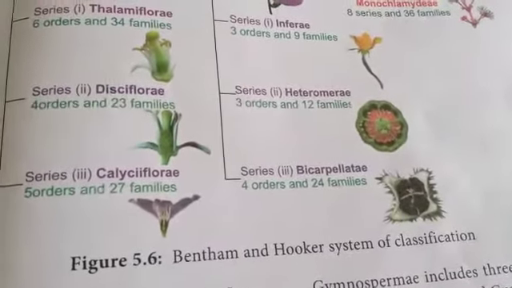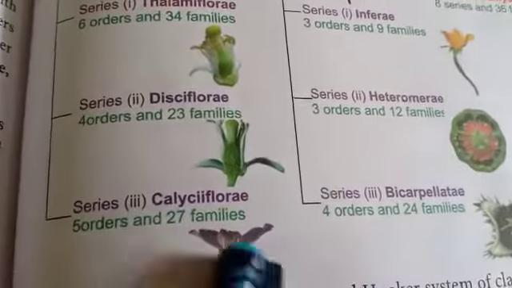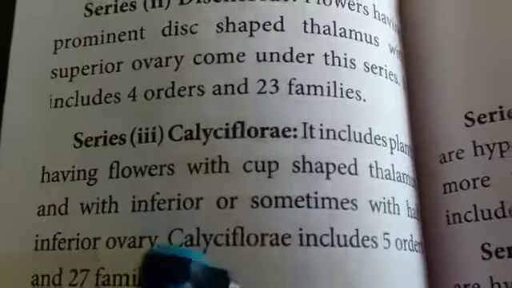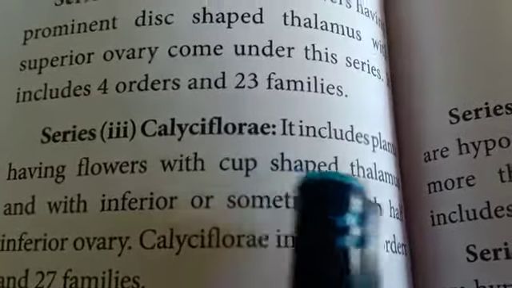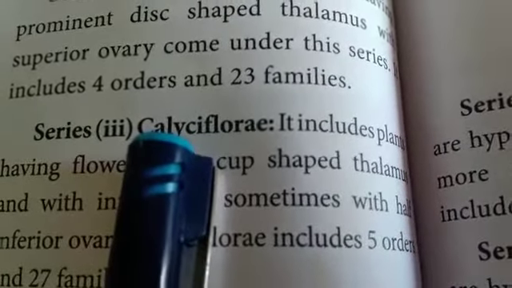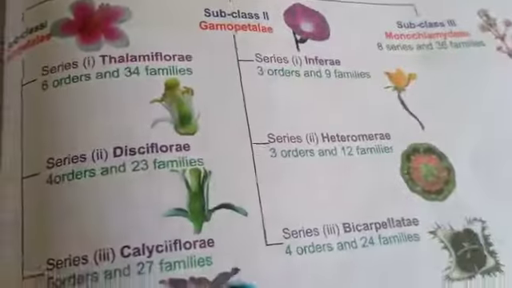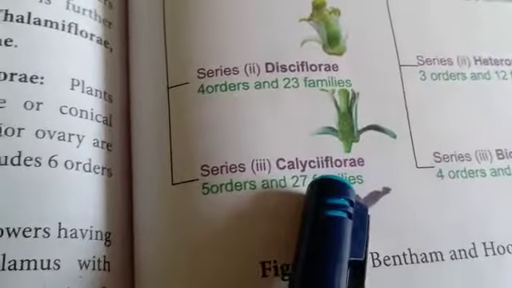This is found in figure 5.6. You can find calciflorae. Let's leave it, but before that we'll go to the descriptions of the nodes. Here you have thalamiflorae, disciflorae, calciflorae. So what is calciflorae? It includes plants having flowers with cup-shaped thalamus. So cup-shaped thalamus is calciflorae. So calciflorae is a series. Now let's look and find out where calciflorae is. Calciflorae is here.